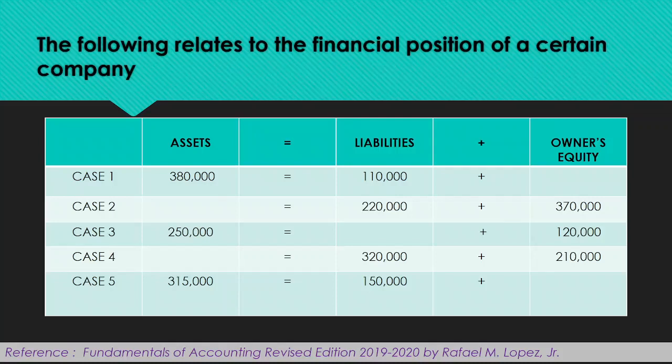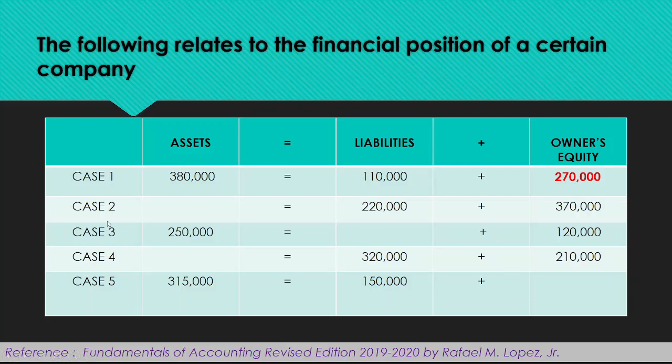Here, we have five cases showing our basic accounting equation in the top. We have assets, liabilities, and owner's equity columns. For case number 1, we have total assets of 380,000, total liabilities of 110,000, and the missing figure is the owner's equity. How much would our OE be? How are we going to compute that? It's just like this: 380 less 110, we get owner's equity of 270,000. To check our equation, 110 plus 270 is equal to 380.